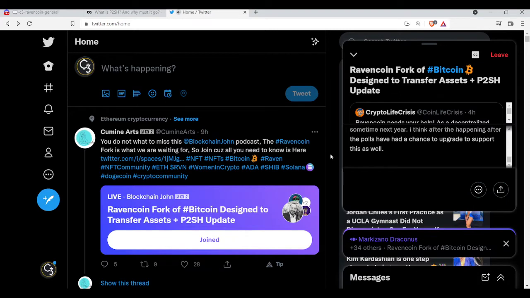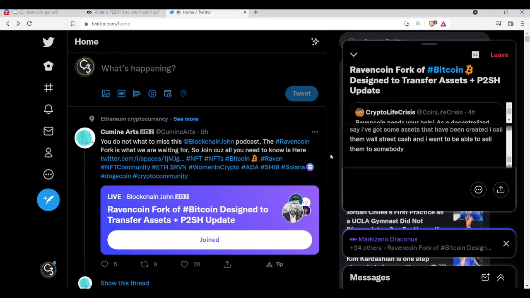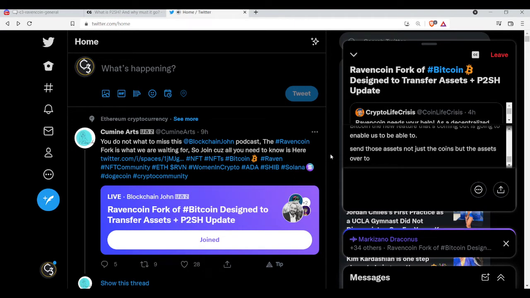So say I created, I'll take an example of Wall Street Cash from the Ravenclaws pool that we have. Say I've got some assets that have been created. I call them Wall Street Cash, and I want to be able to sell them to somebody, and they want to pay with Bitcoin. The new feature that's coming out is going to enable us to send those assets, not just the coins, but the assets, over and have them paid for in Bitcoin. And so you get a copy of that asset from the Ravencoin blockchain over to Bitcoin, and then Bitcoin can be used to pay for that asset.